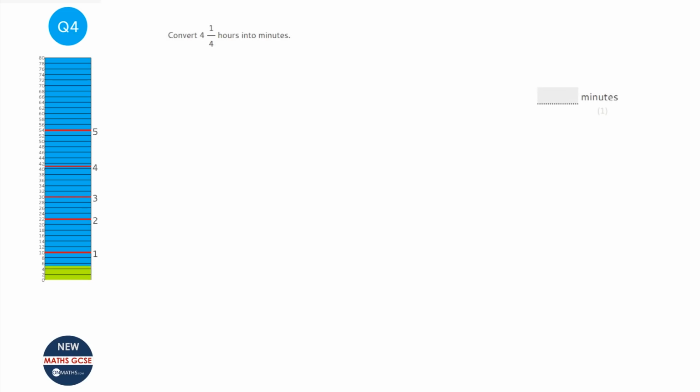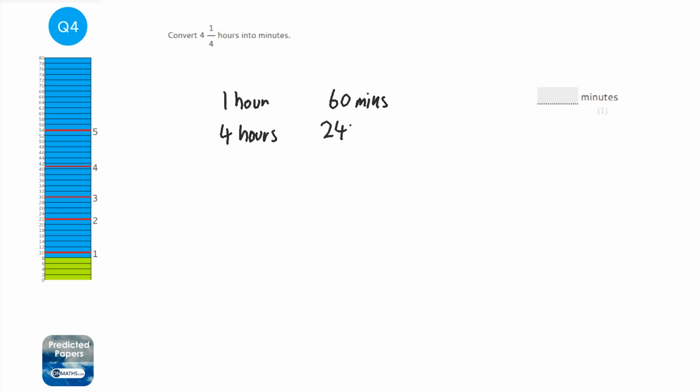Now, I know it might seem a bit obvious, but it's really important in this question that we realise that 1 hour is 60 minutes. Now, the reason for that is it's really easy to accidentally think that there's 100 minutes in an hour. So 4 hours will be 4 times as much. 4 times 6 is 24 with a 0, because it's 60, not 6.